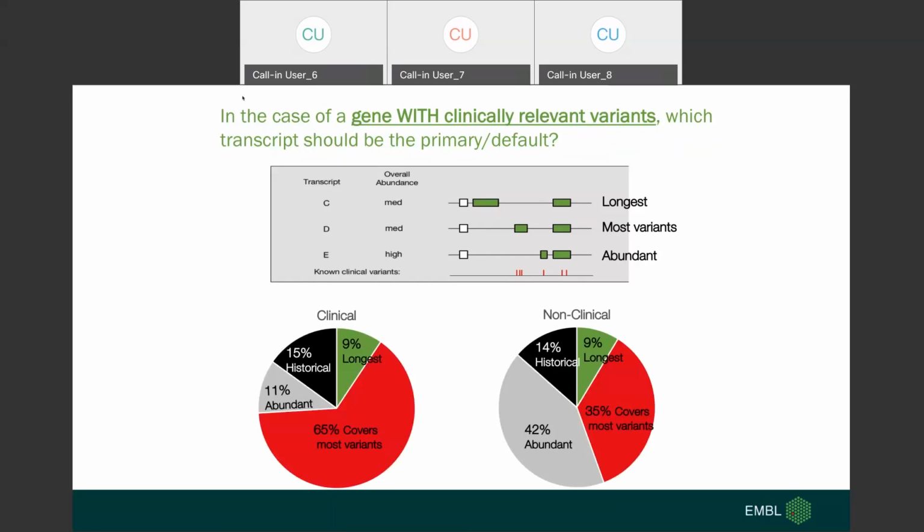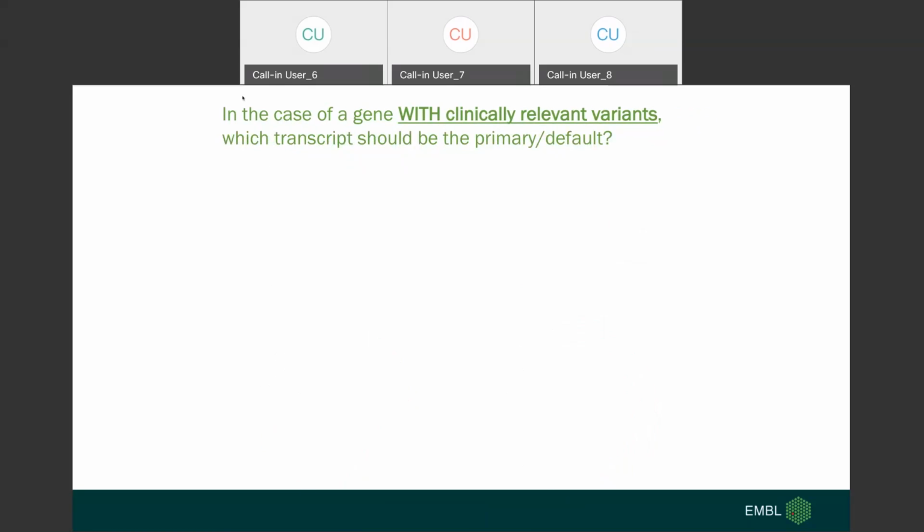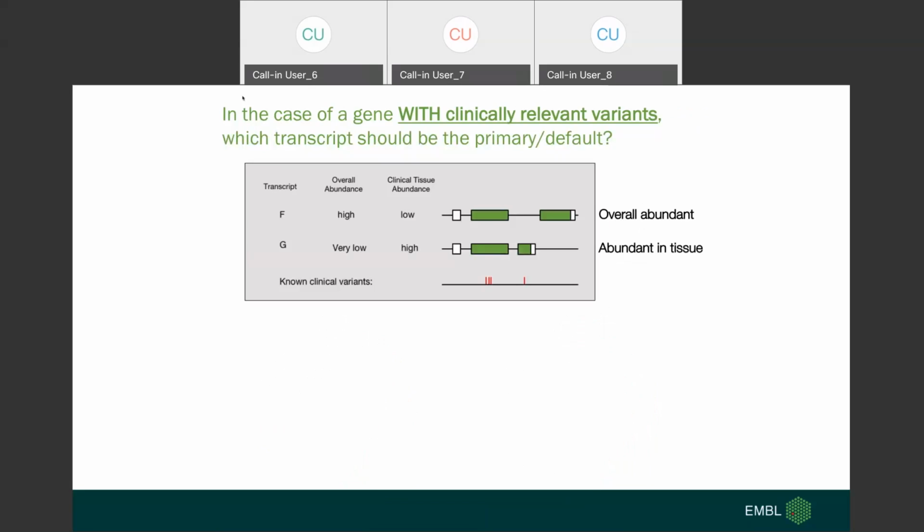Again, a separation between what the clinical community thinks, which is that it should be the one that covers the most pathogenic variants, whereas the non-clinical community gave about equal weight to the abundance versus the coverage of variants. And then we went ahead and asked the third and final question. In the case of a gene with clinically relevant variants, which one should be the default? And here the choices were between the one that's the most abundant across the board in all tissues, or the one that's the most abundant in the particular tissue that is known to be related to disease.